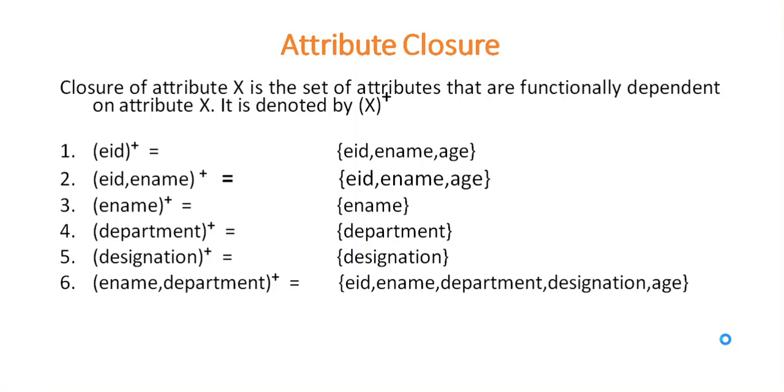Now which is the key, or which is the set that identifies all attributes? The set is e-name and department. So e-name and department is a candidate key. So what is a candidate key or primary key? It is an attribute, or a set of attributes, that uniquely identifies all attributes in your table. So here in this closure set, e-name and department, this combination is the only combination that identifies all the attributes in the relation. So that is the candidate key.